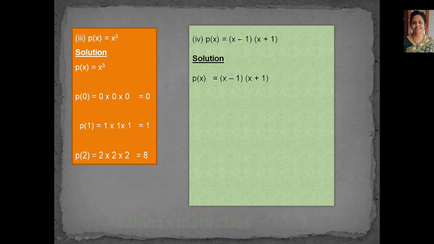Next one, P(x) is x minus 1 into x plus 1. What is P(0)? 0 minus 1 into 0 plus 1.